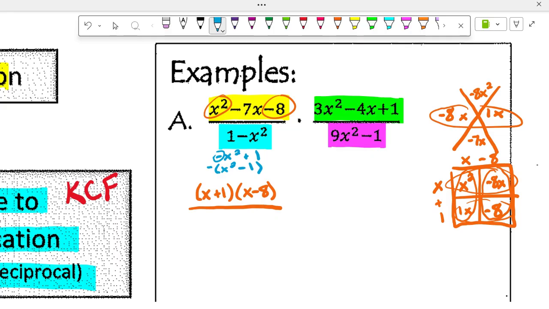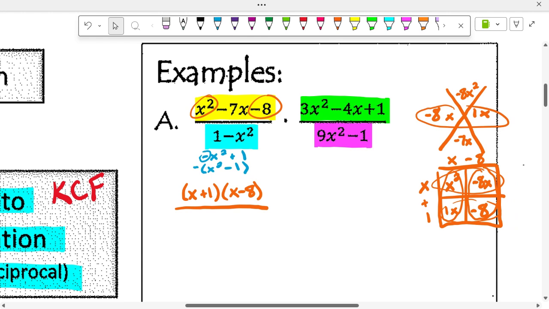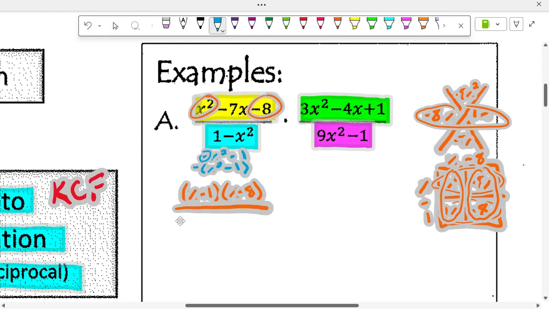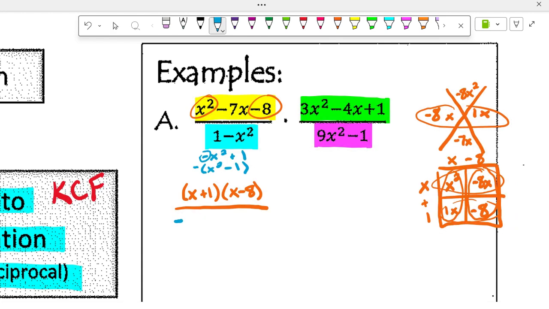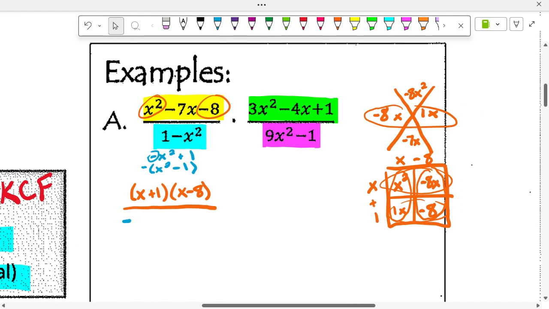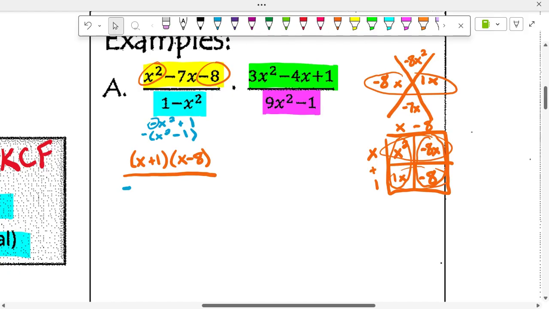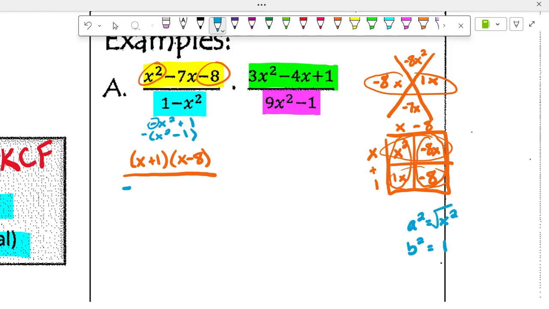Now, what's true about negative x squared minus 1? So we know negative is going to be down here. What's true about x squared minus 1? It's a difference of squares. So I have to do what? I need to square root them. So my a squared is x squared. B squared is 1. What's the square root of x squared? X. Square root of 1? 1. How would I write my two factors?